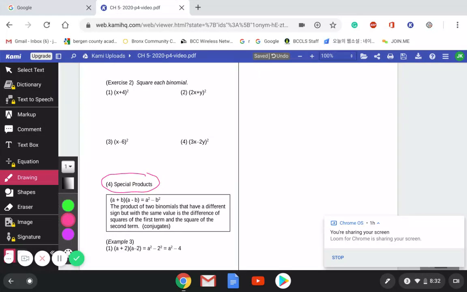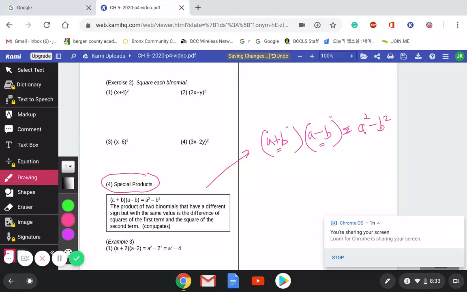But the more important one is this special product. Special product is when you happen to multiply two same numbers, but one is plus and one is minus. Like a plus b and a minus b. As you see, a comes out again, b comes out again, but one is plus, one is minus. When you have this format, here comes another formula. This will be the same as first one squared minus second one squared.